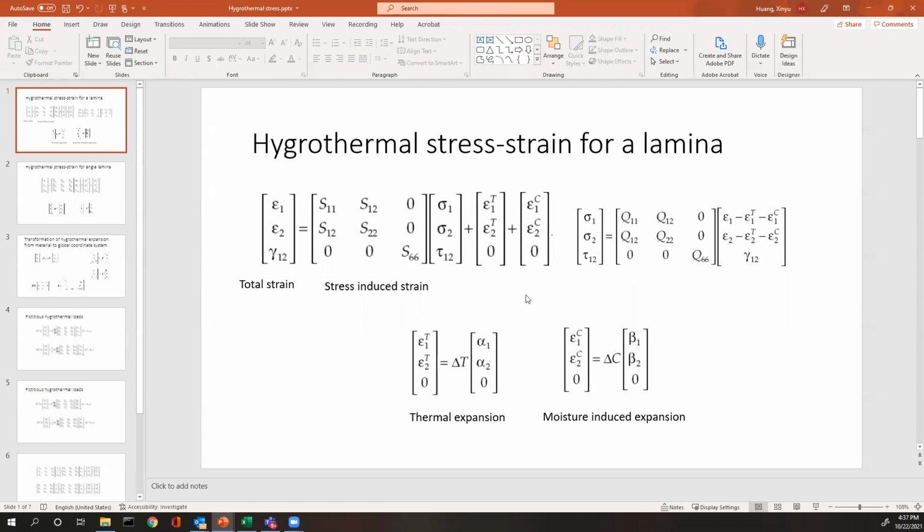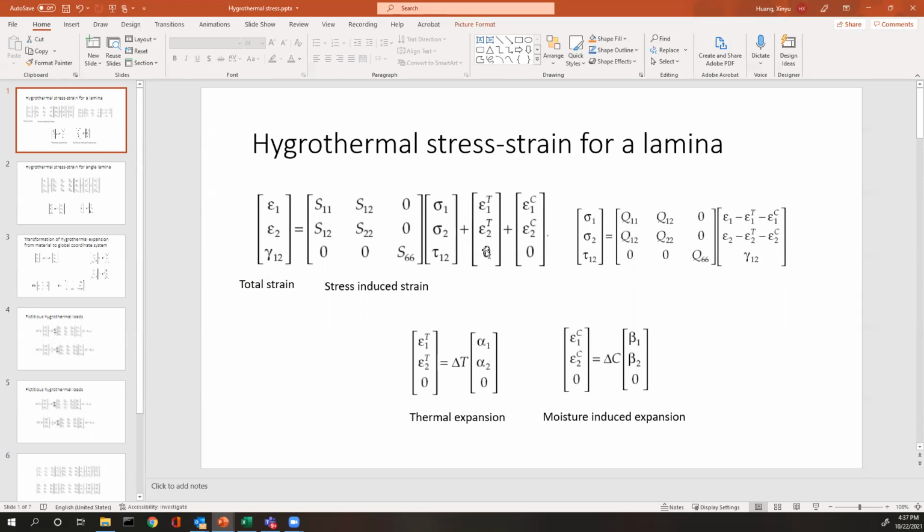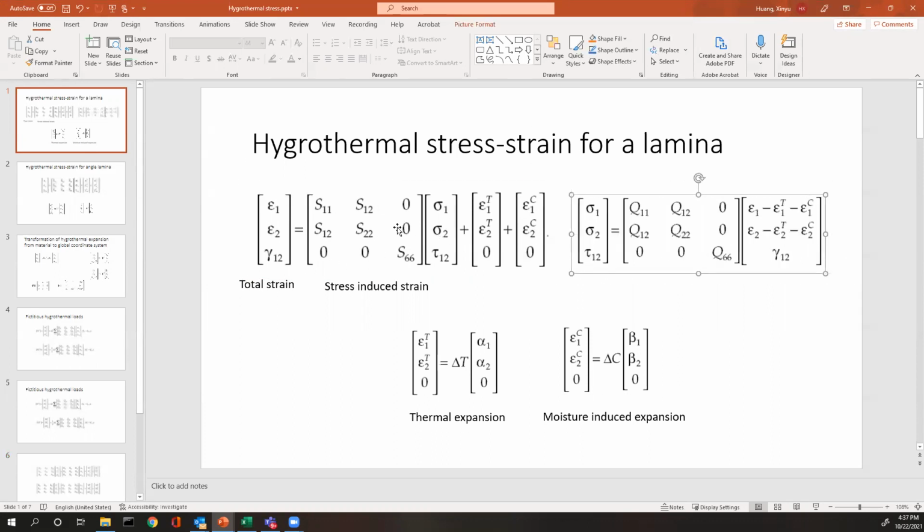Okay. This is a fundamental assumption we need to make. Then you can rearrange this. You can basically move these 2 column vectors to the left-hand side, and then you multiply the inverse of this matrix, you get this equation.